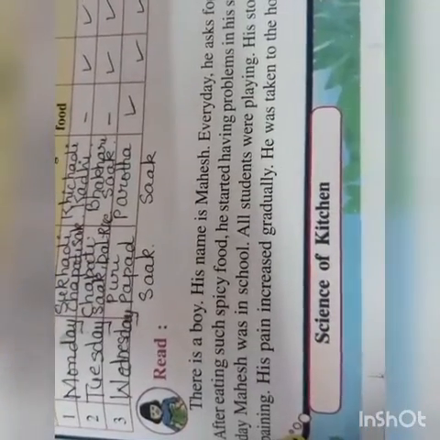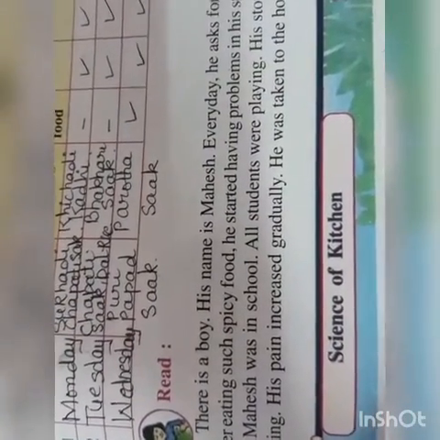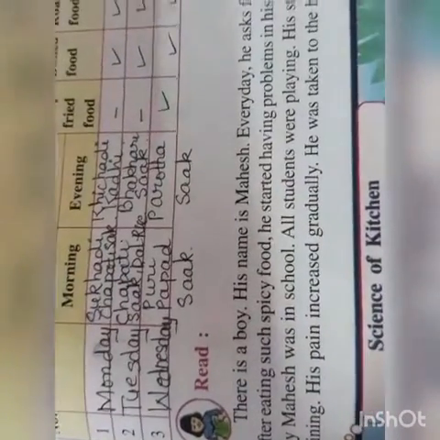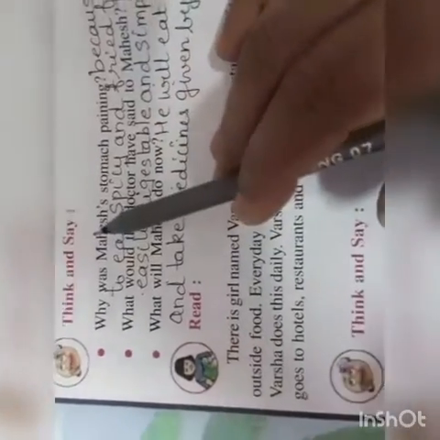Now one day what happened was that he was in the school and all the children were playing, but suddenly he had a stomach ache. Now slowly that ache increased and he was taken to the hospital. Now on page number 64 is think and say.